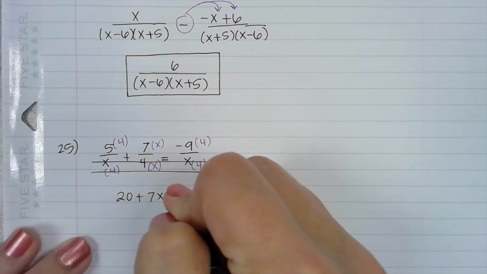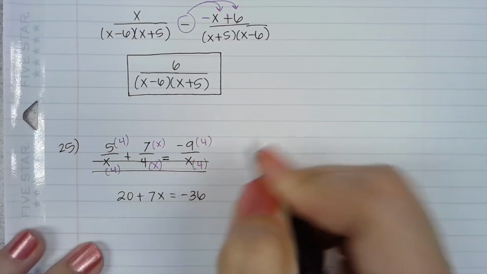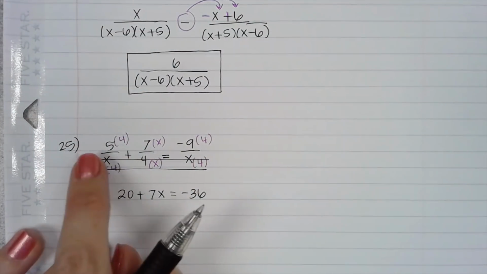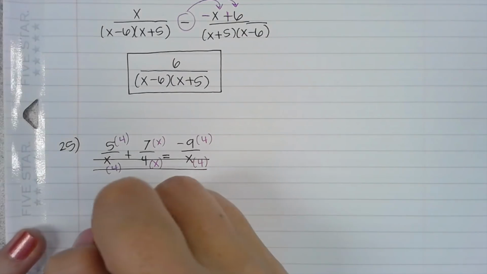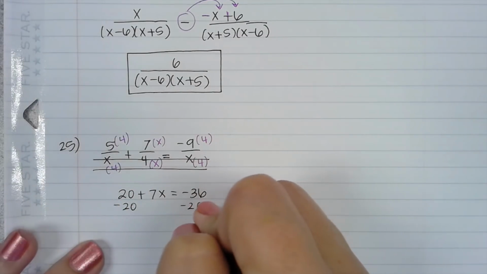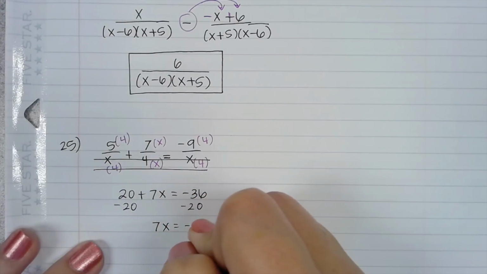20 plus 7x is equal to negative 36. So this is what I got from the top part after I made the bottoms be equal to each other. And now I'll just go through and I'll finish solving this. 7x is equal to negative 56.